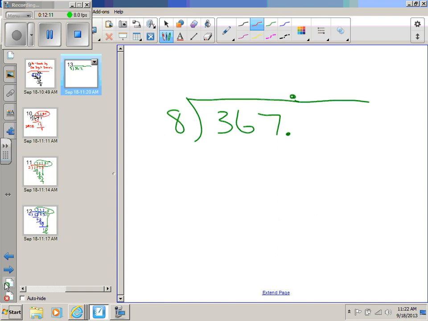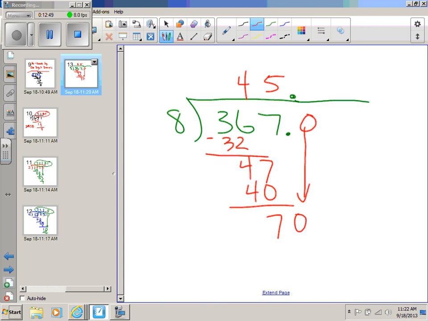8 into 3, no. 8 into 36, Desriana. 4, so I'm going to put that 4 right over the top. And I'm going to get 4. Drop the 7. How many times is 8 going to 47? Eli? 5 is 40. Good. Now ordinarily I'd have remainder 7. But we can add a 0, let's drop that down. Now it's 70. 8 into 70, how many times?